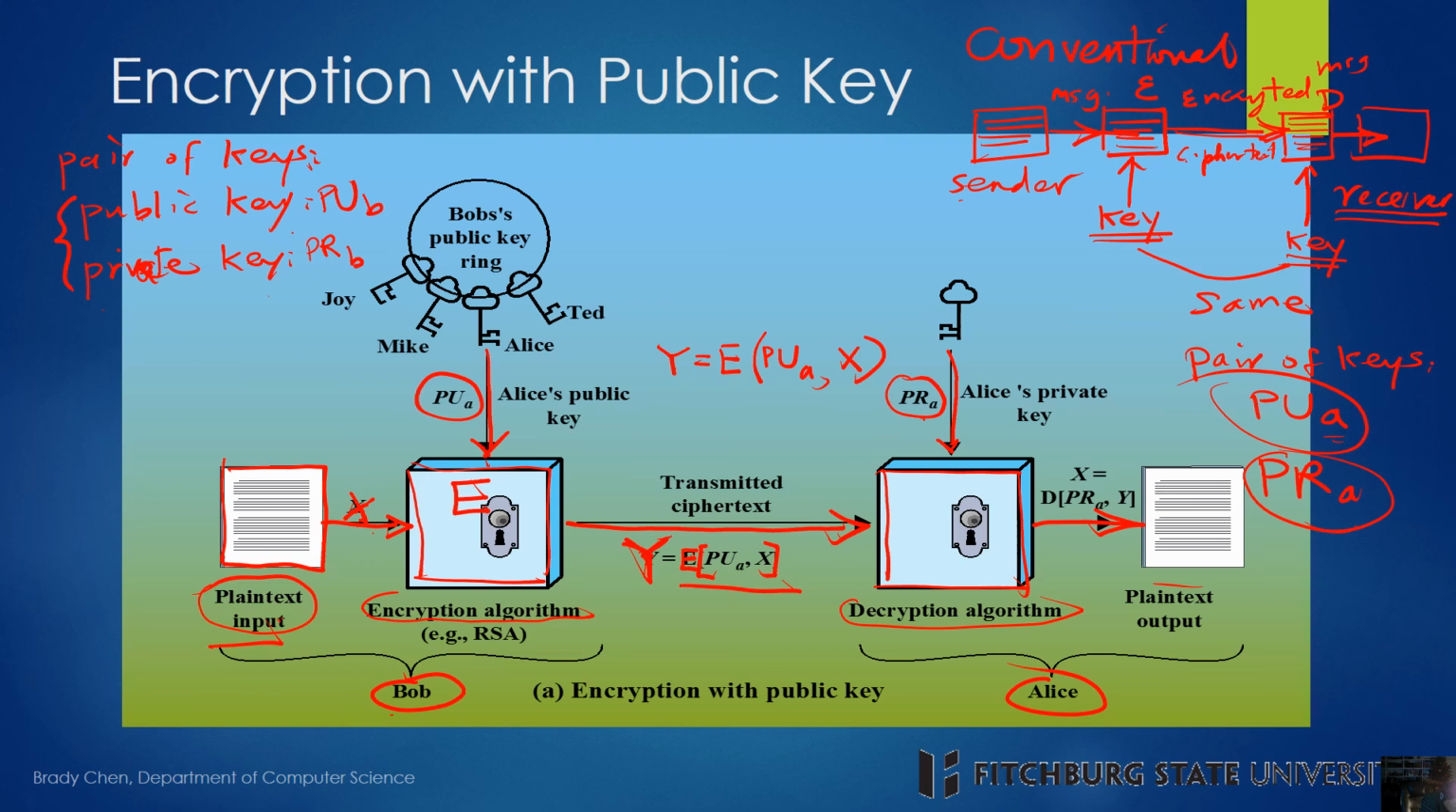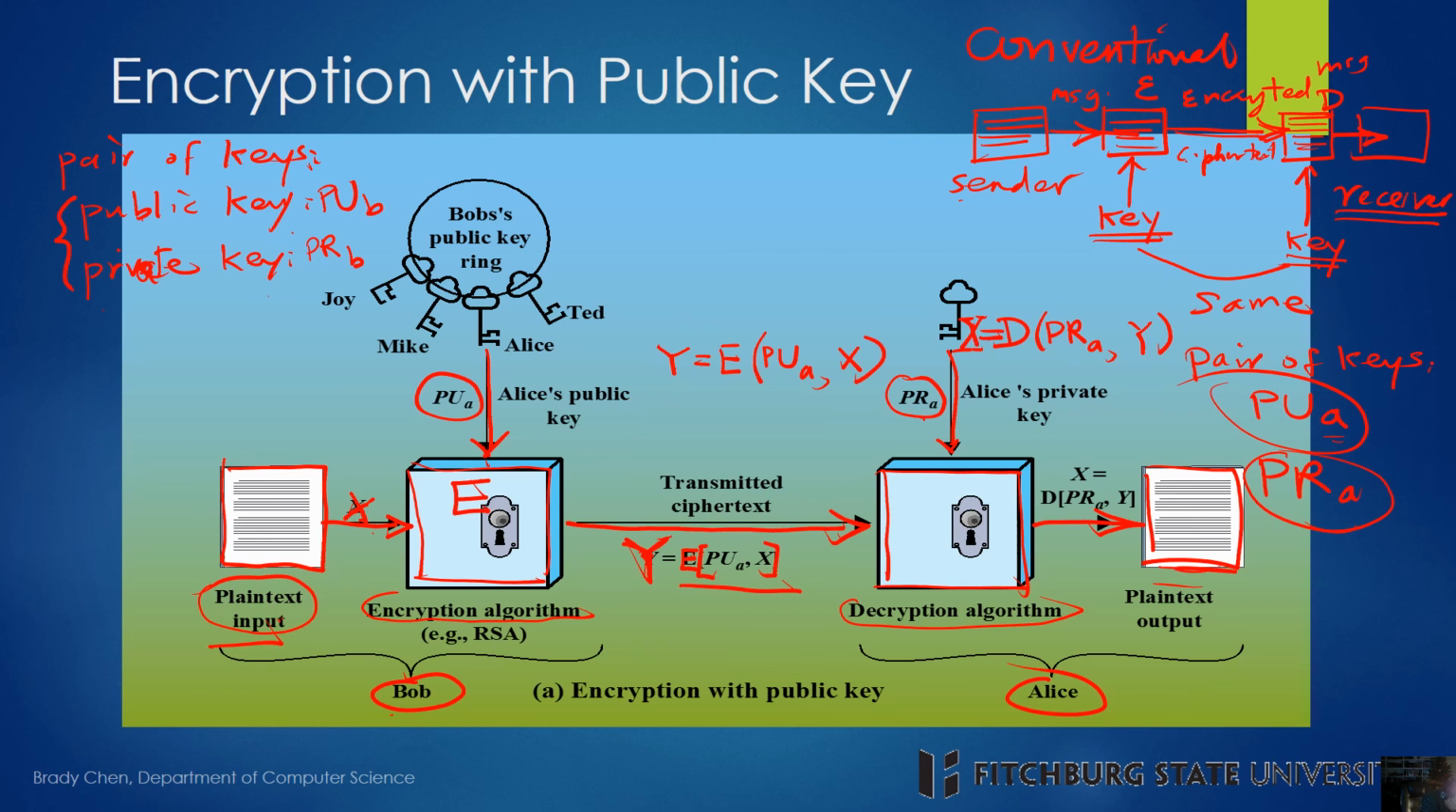So in math, we can write this as D, which is the decryption algorithm, and it takes two parameters. One is the private key for Alice. The other one is the ciphertext sent by Bob. And hopefully, this decryption algorithm is going to restore the message back to X. That's what Bob just sent. So that's the plain text.